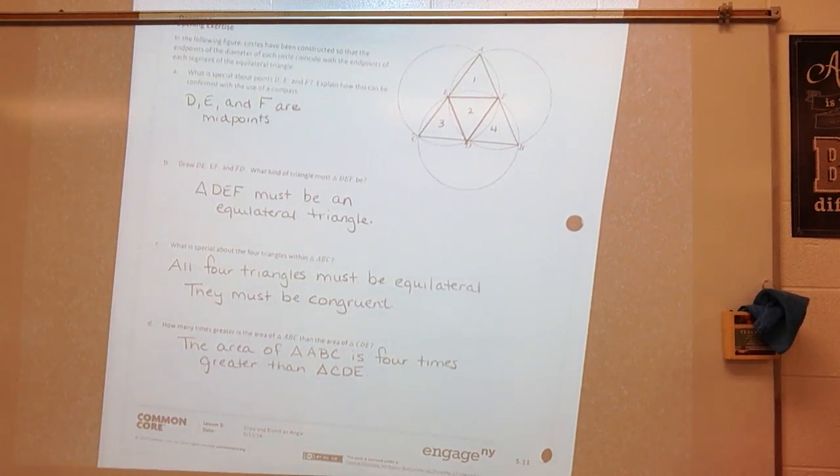All right? Since we know that we divided that big triangle into 4 equal parts, or into 4 equal triangles, then the area must be 4 times greater.